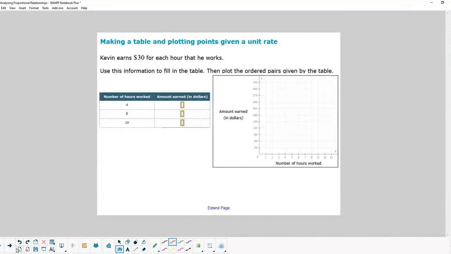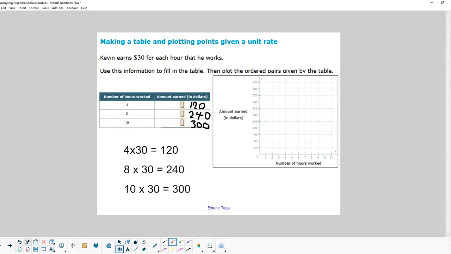Okay, so let's just kind of see how this works then. We've got this first one where we know that Kevin earns $30 an hour for the work that he does, which is pretty good pay, isn't it? So we're going to calculate some values for 4 hours of work, 8 hours of work, 10 hours of work to see how much he's going to earn from that. So we do that by multiplying. So for 4 hours of work, he gets $120. 8 hours of work, $240. 10 hours of work, $300.